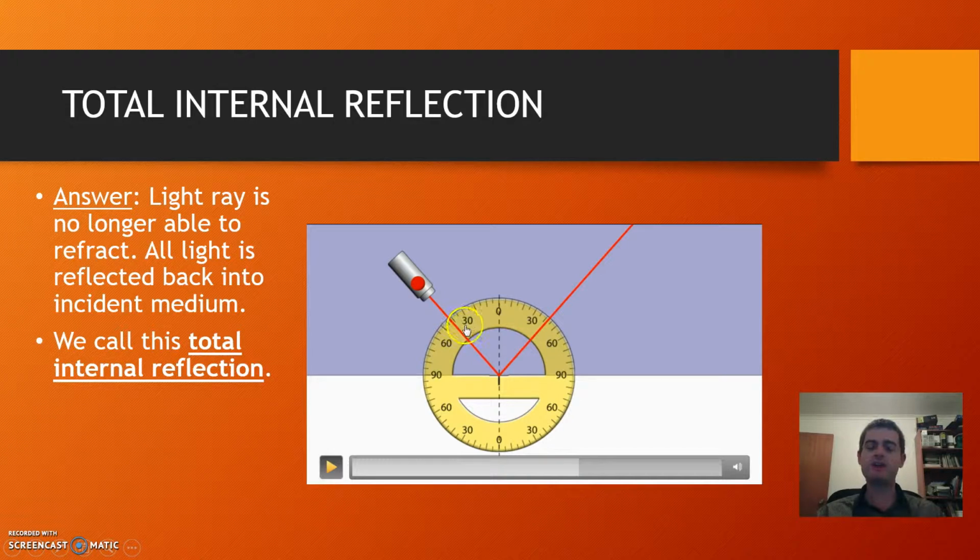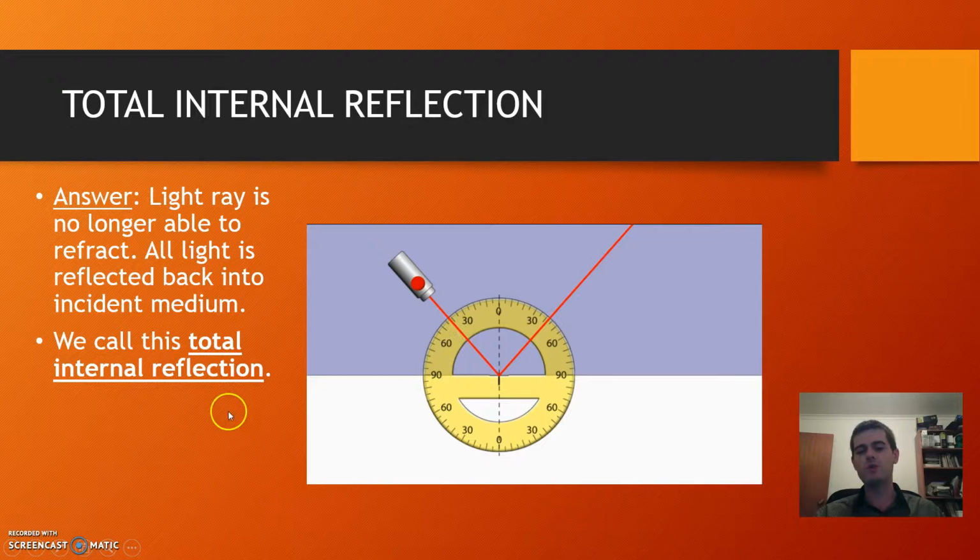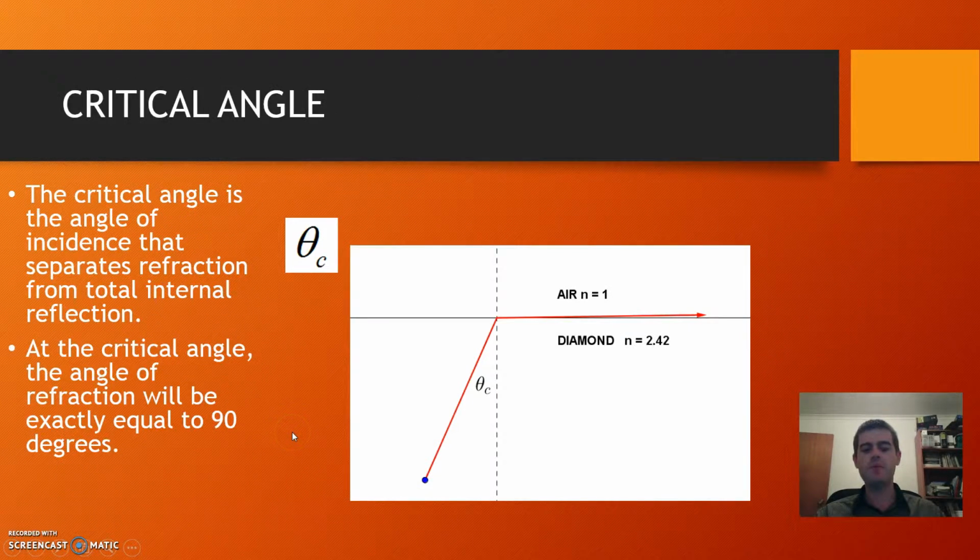If we measure that angle, the point at which it goes from refraction to reflection, we can see for this particular material it's about 42 degrees, I'd say. And why is that important?